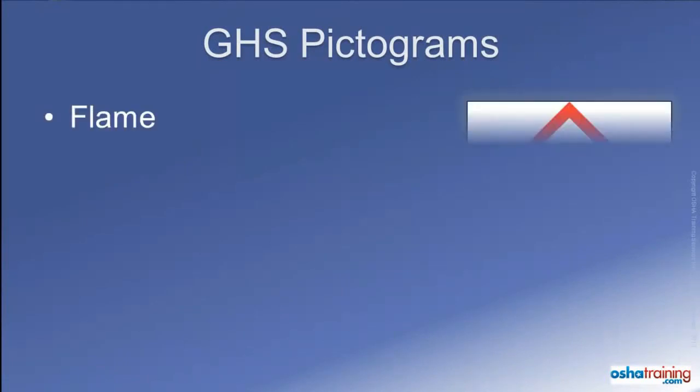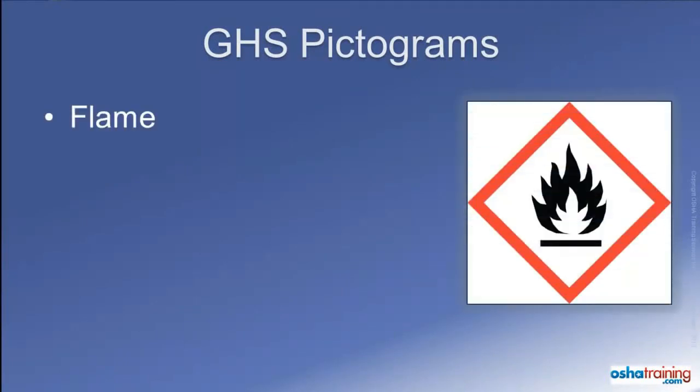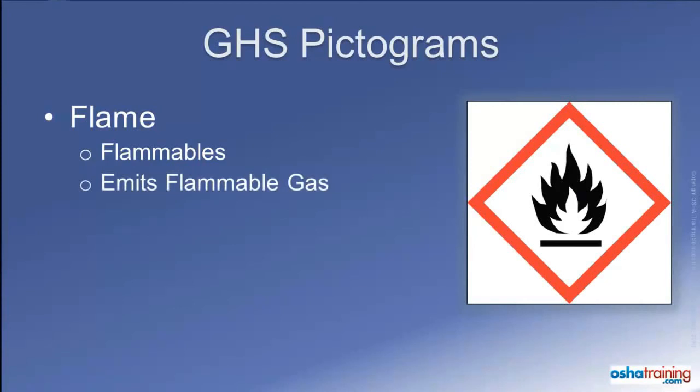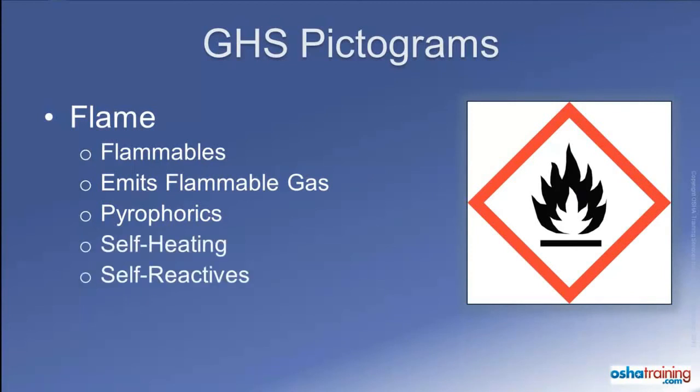The first pictogram we will discuss is an icon of a flame. Obviously, this is associated with flammable liquids, solids, and aerosols, and will appear on labels for those products. This pictogram will also appear on labels of products that emit flammable gases, those which are pyrophoric, which means the chemical can possibly ignite within minutes of being exposed to air, self-heating chemicals, self-reactive chemicals, and organic peroxides, which are found in many products such as catalyst and curing agents.